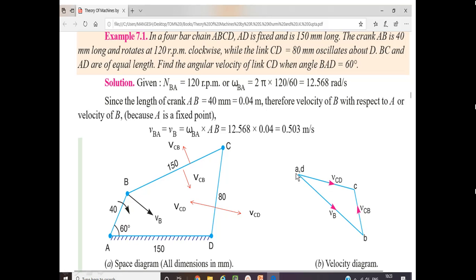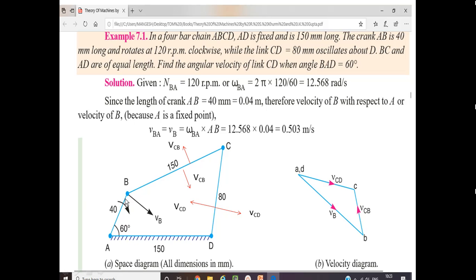So from a and d I can draw one vector ab bar, equivalent to 0.503 meter per second, in a direction perpendicular to the link AB. So I will draw one vector in this direction. Up to what length? Up to 5 centimeters. Why 5 centimeters? Because 0.503 meter per second is the value given to me, and according to the scale it is equivalent to 5 centimeters. And what about the direction?